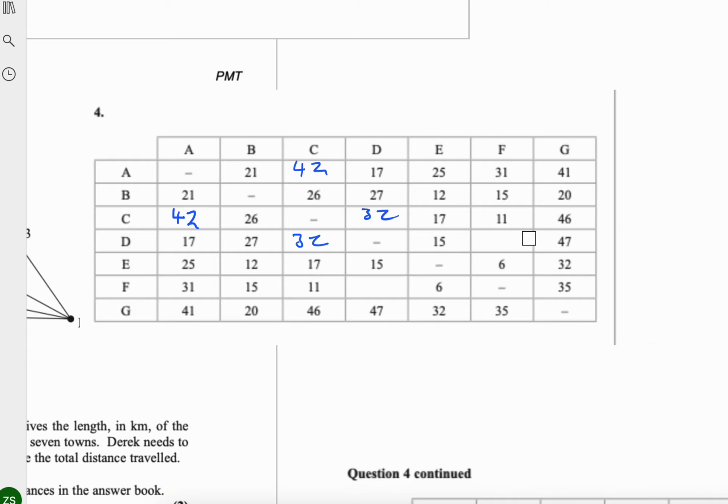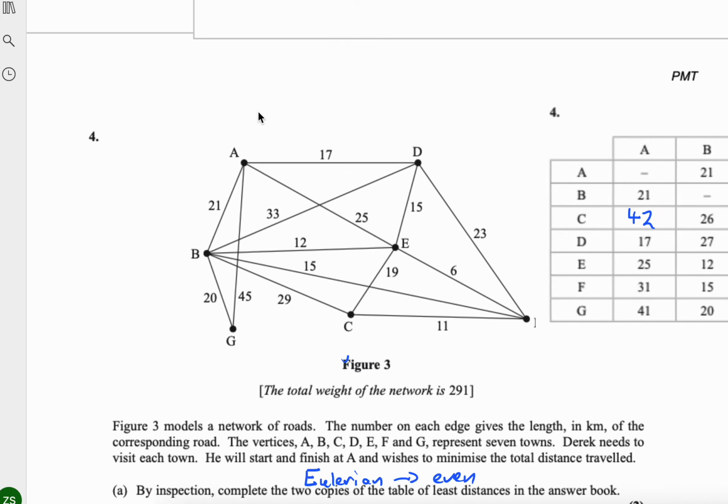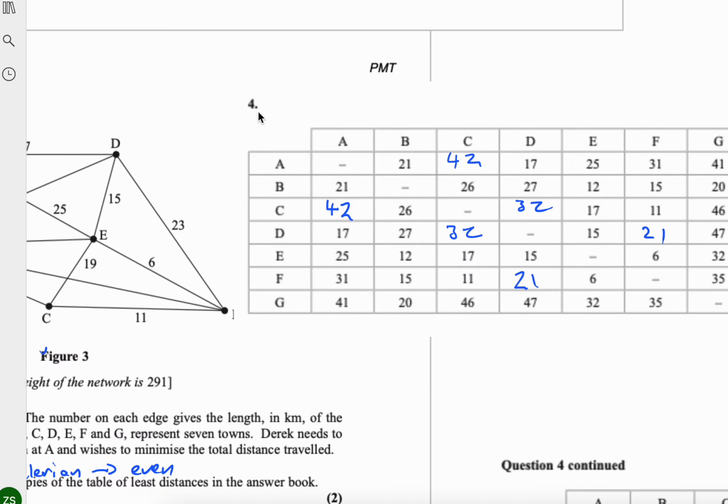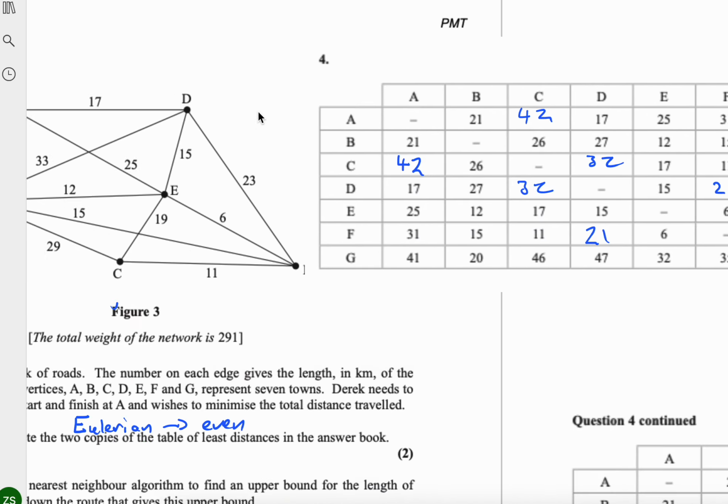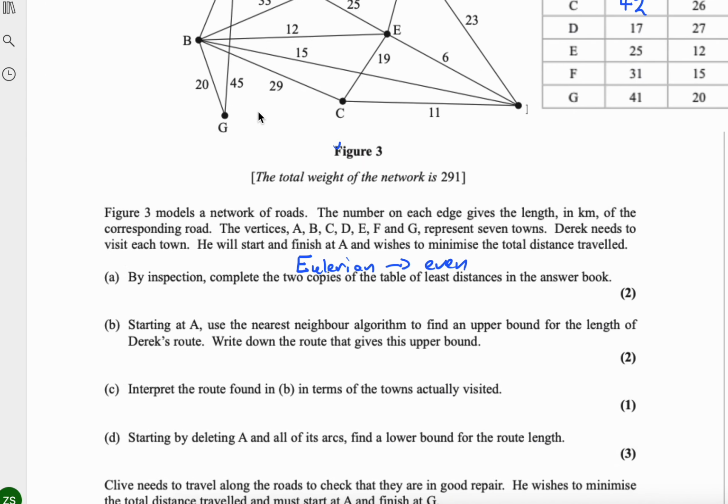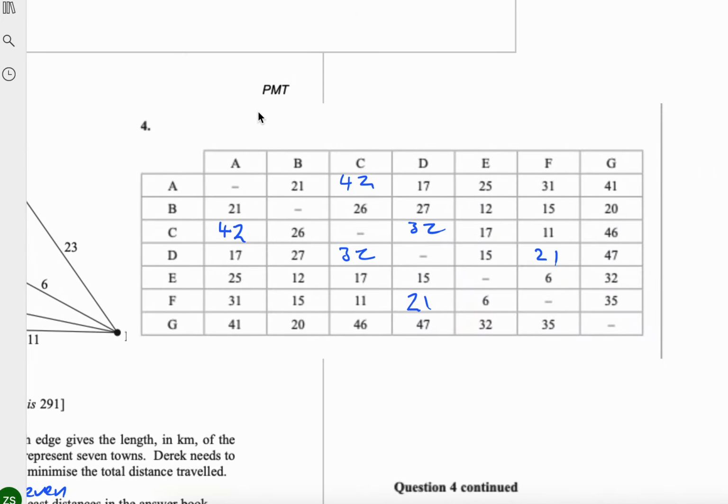So do you remember what the nearest neighbor algorithm was? It's like Prim's, right? Yes, but instead of the whole tree, focus only on that particular node. Very good. So we're starting where? At A. So we start at A.